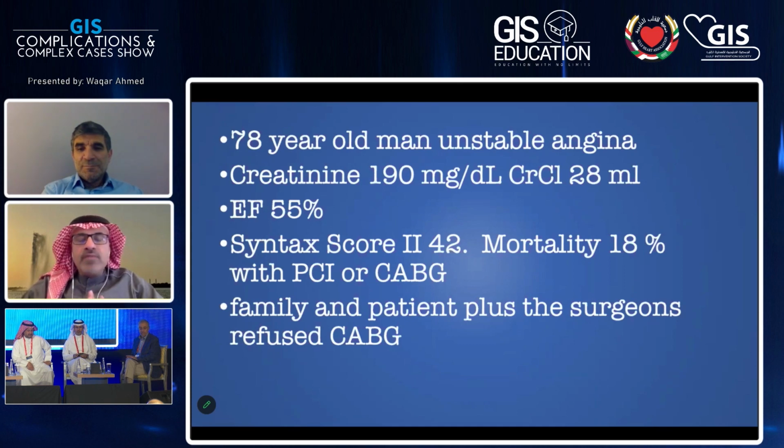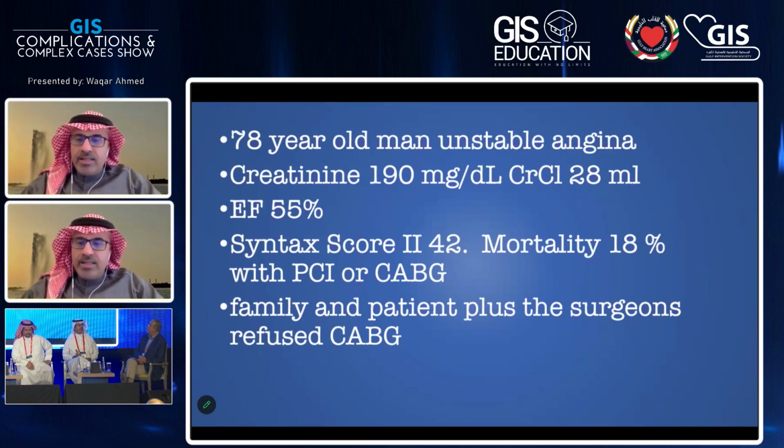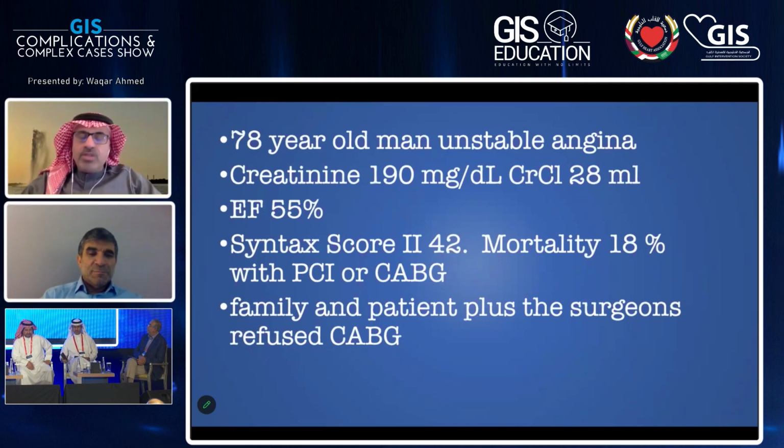Okay, so it's a 78-year-old man with unstable angina, a creatinine clearance of 28, good ejection fraction, three-vessel disease with SYNTAX score 2 of 42, mortality 18%. The surgeons refused the patient for CABG, and the family did not want CABG either, so we decided to go for PCI for this patient.